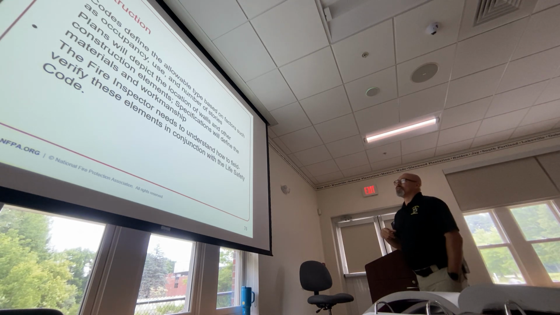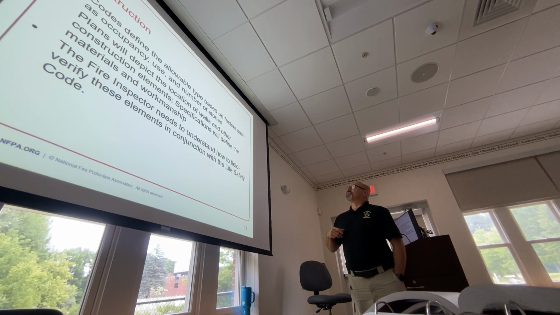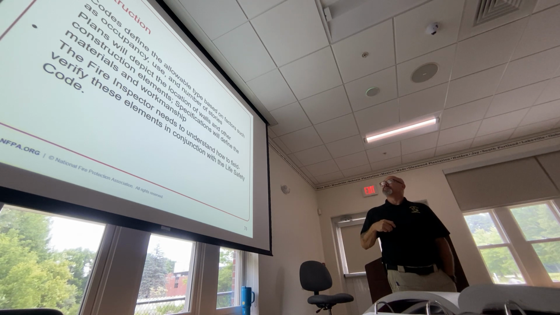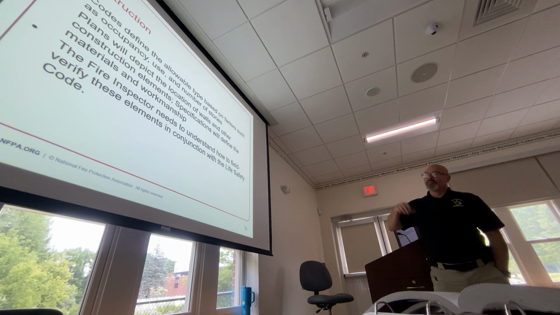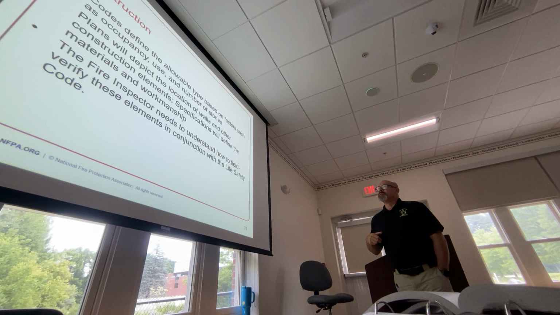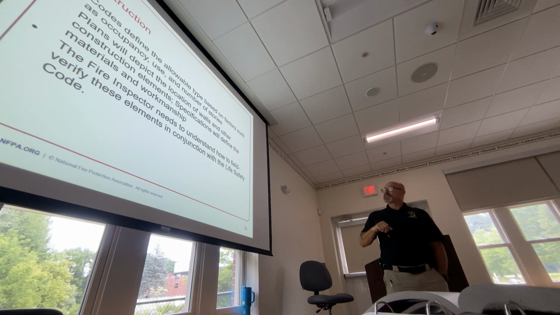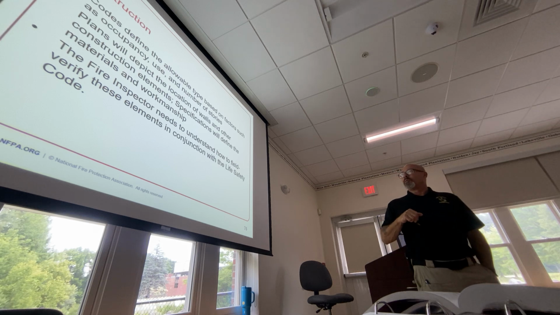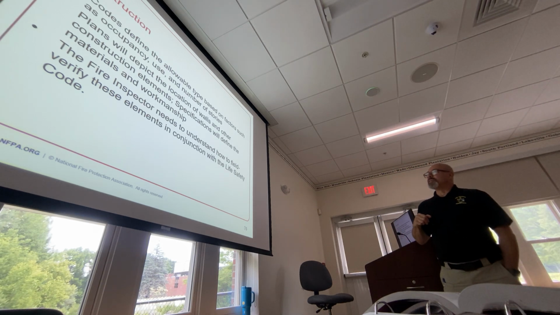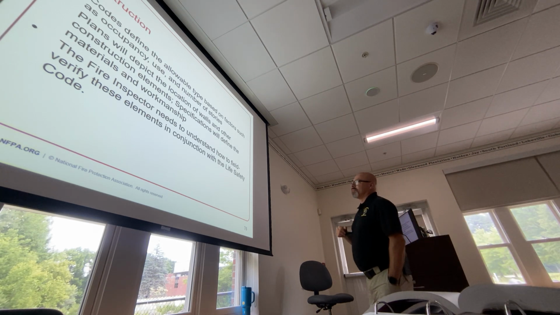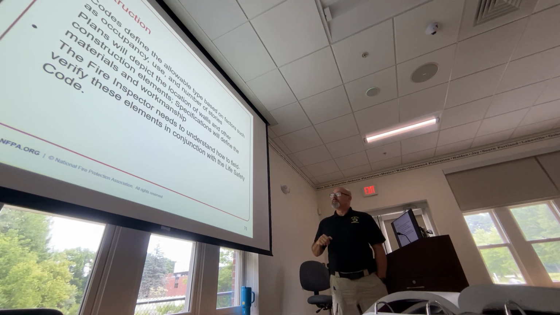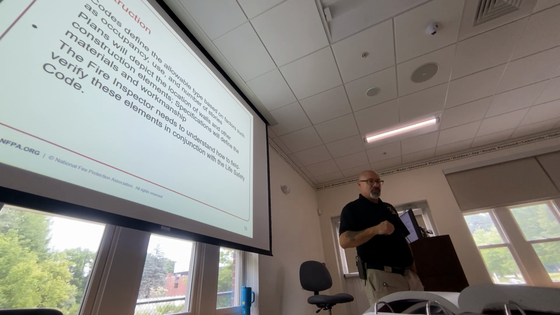So construction codes define the allowable type based on factors such as occupancy, use, and number of stories. We'll talk about that, we'll do some practice stuff. Plans will depict the location of walls and other construction elements. Specifications will define the materials and workmanship. The fire inspector needs to understand how to field verify these elements in conjunction with the life safety code.